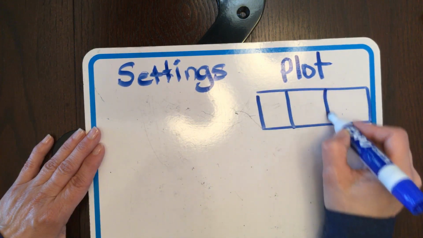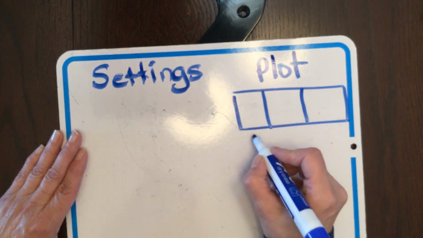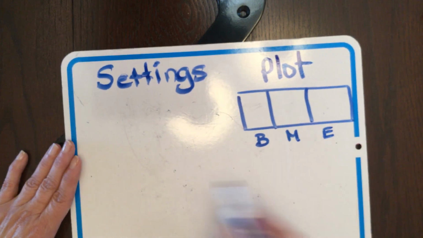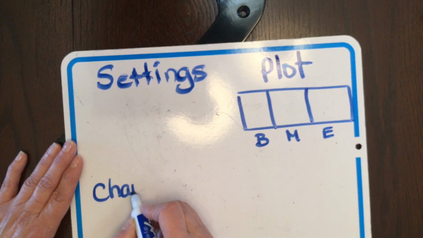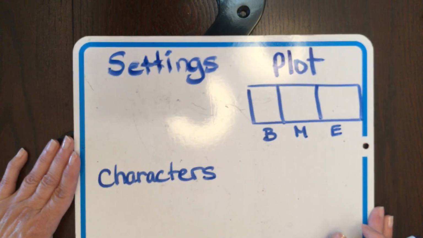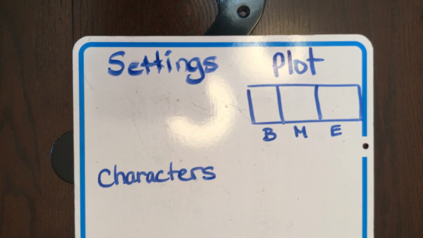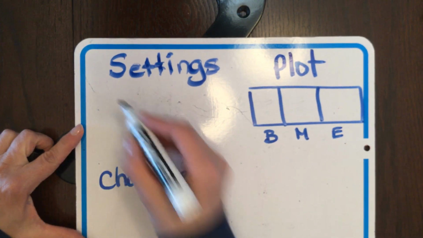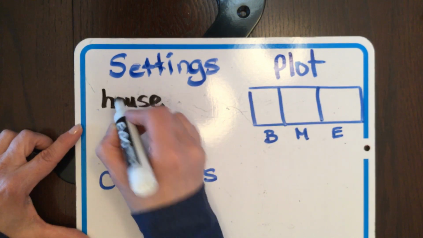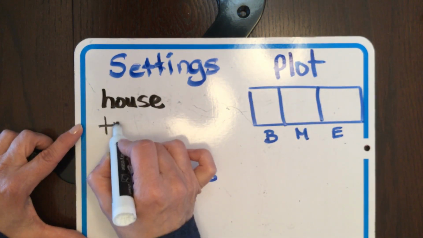You might have 3 sections on your board that'll tell me the beginning picture, the middle picture, and the end picture. Or draw me some pictures of the characters. So it's your choice, my friends. Under setting, you might draw me a picture of what you think Little Red Riding Hood's house might look like. You might draw me a picture of what her trip through the woods looks like.